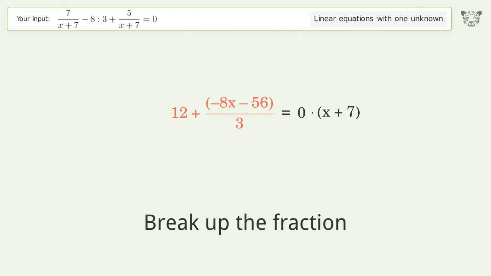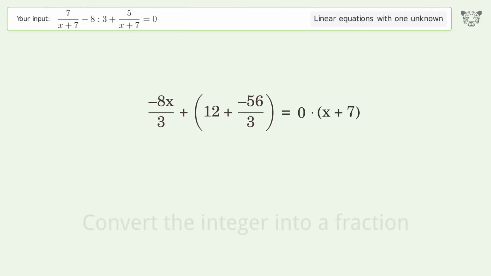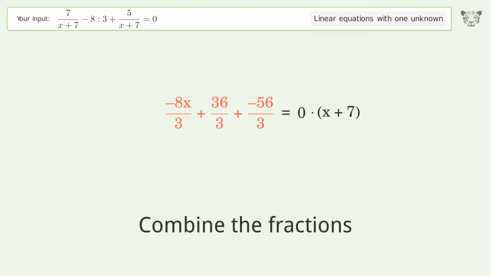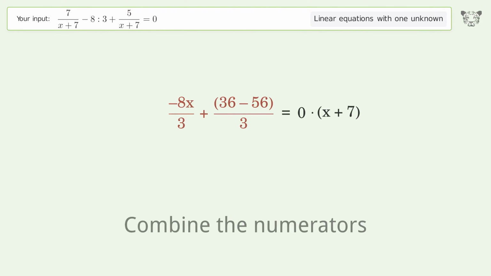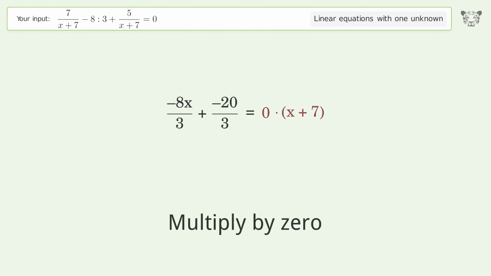Break up the fraction. Group like terms. Convert the integer into a fraction. Combine the fractions. Combine the numerators. Multiply by 0.